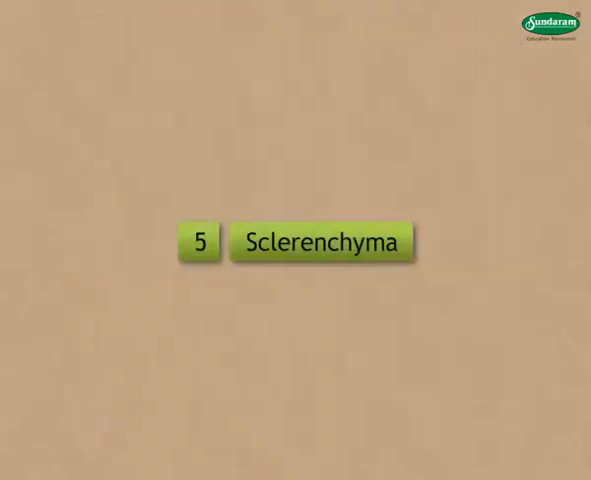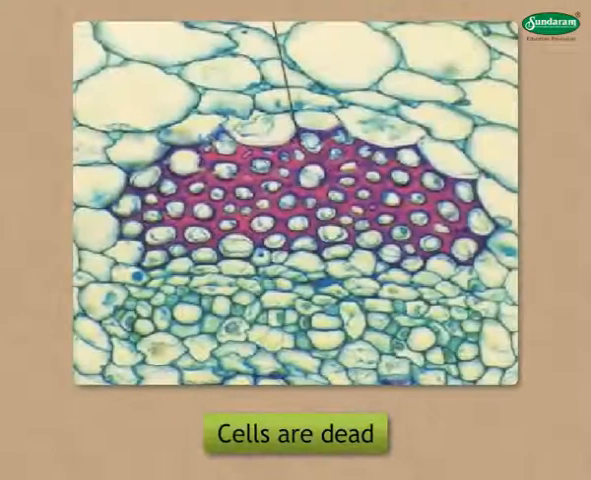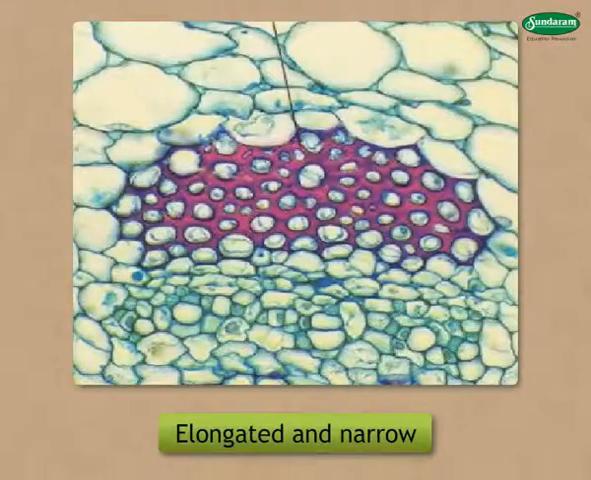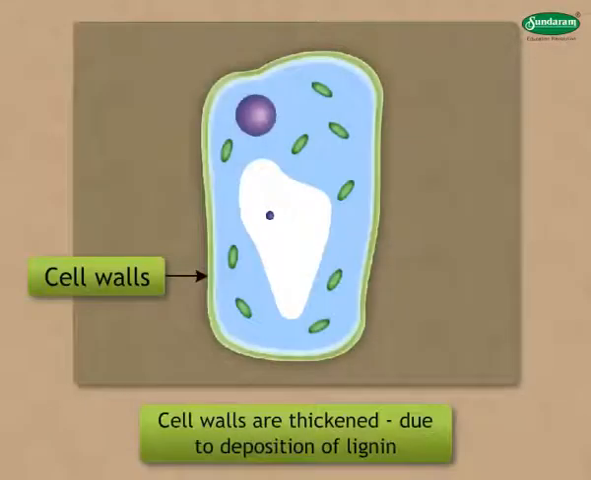5. Sclerenchyma. The cells of this tissue are dead. They are elongated and narrow. The cell walls are thickened due to the deposition of lignin. It acts as cement and hardens the walls. The walls are so thick that the cells have reduced lumen.